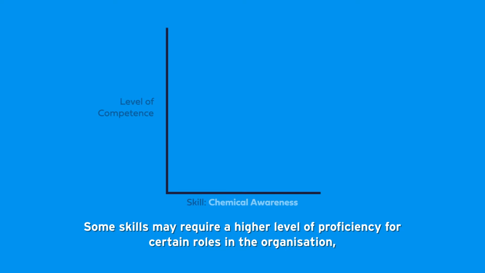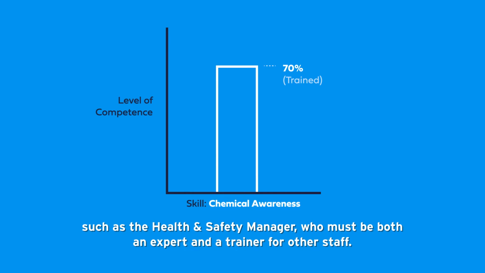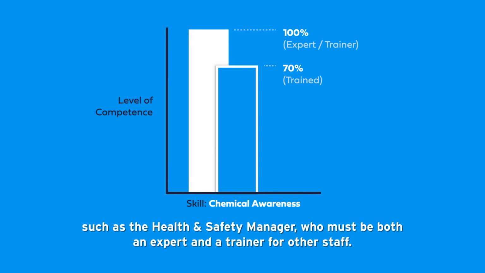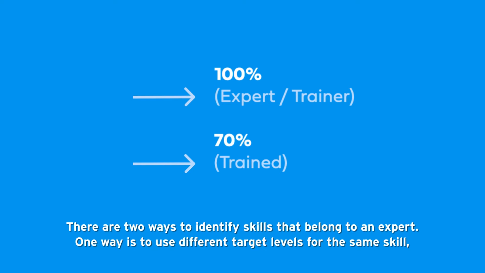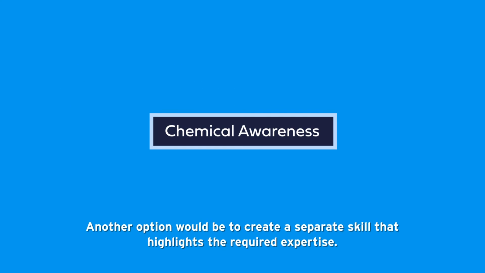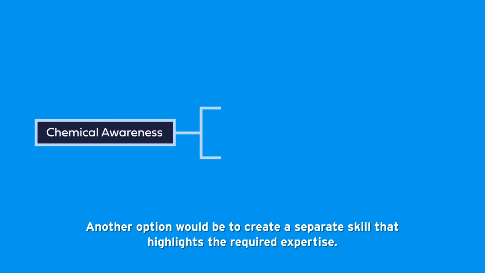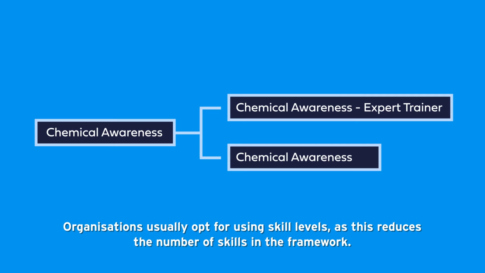Some skills may require a higher level of proficiency for certain roles in the organisation, such as the health and safety manager, who must be both an expert and trainer for other staff. There are two ways to identify skills that belong to an expert. One way is to use different target levels for the same skill, where the expert has the highest target level. Another option would be to create a separate skill that highlights the required expertise. Organisations usually opt for using skill levels, as this reduces the number of skills in the framework.